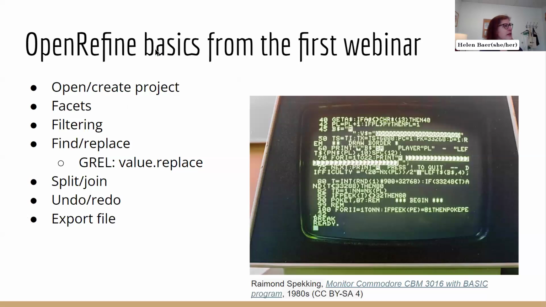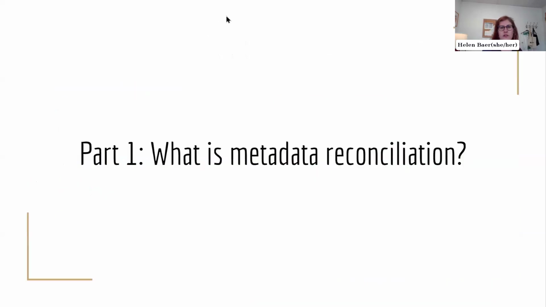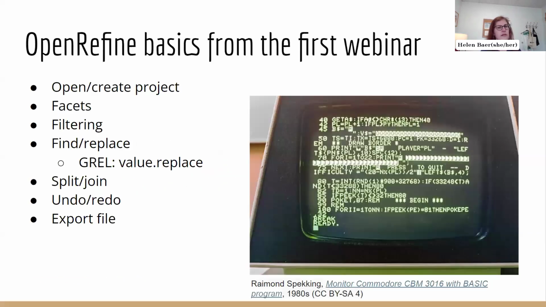So I wanted to really briefly mention some of the things that we went over in the first webinar back in February. So we learned how to open or create a project. We spent a lot of time looking at facets and filtering, which are really, really powerful tools that you can use to take a look at your data and kind of see what the situation is. We did a little bit of finding and replacing just of simple strings, and we learned a little bit of Google Refine expression language, and that value.replace expression is a GREL expression. We also did a bit of splitting and joining of values in columns. We took a look at the undo and redo functions. So those are very useful, first of all, because we're all humans and we make mistakes. Oops. So we sometimes have to go back and correct our errors that we made along the way.